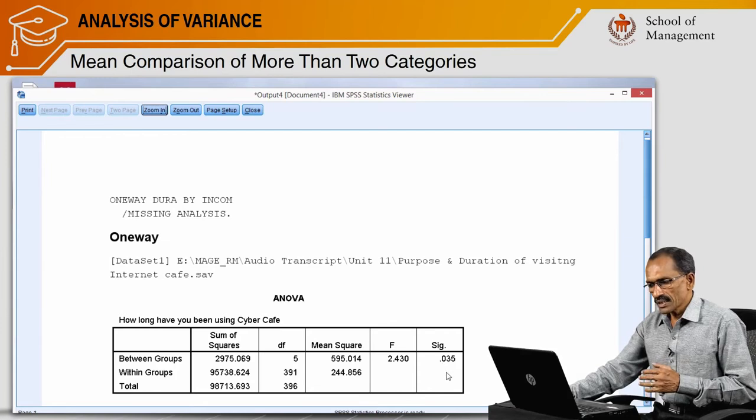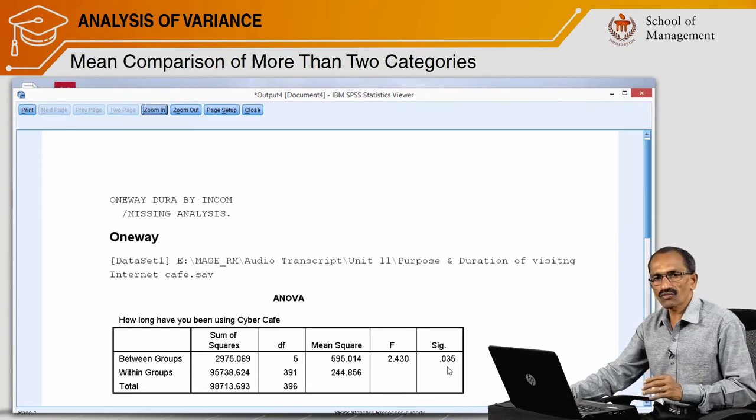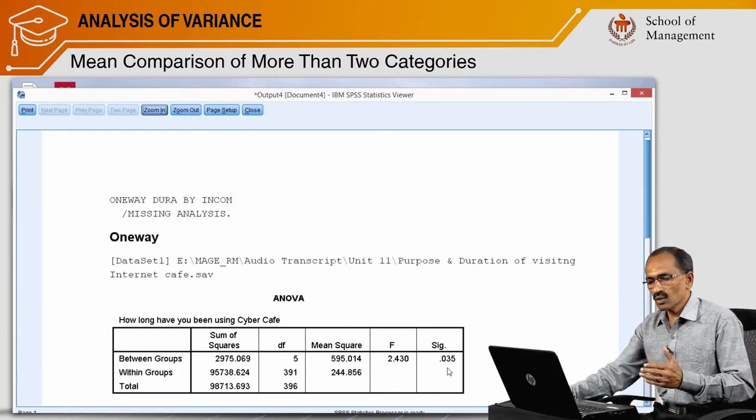The significance value states that this is less than the threshold value of 0.05. So we can convincingly reject the null hypothesis. We can reach a conclusion that income is an influential factor in deciding the duration of internet visit. Let me conclude what we have discussed. We were discussing an important test statistic, the F test, to examine whether the mean value across more than 2 categories would be equal or not.